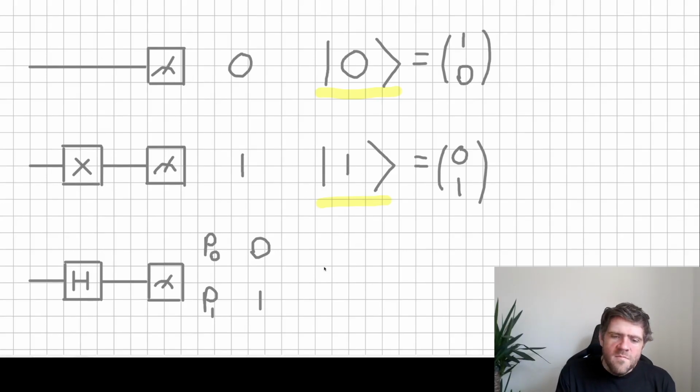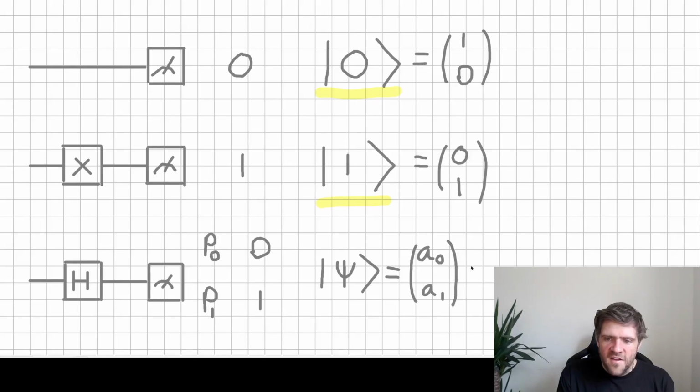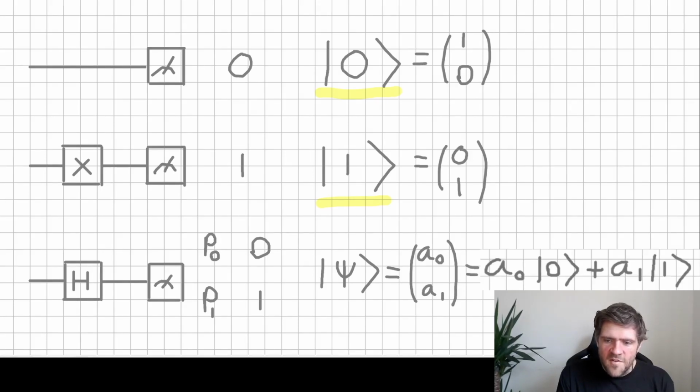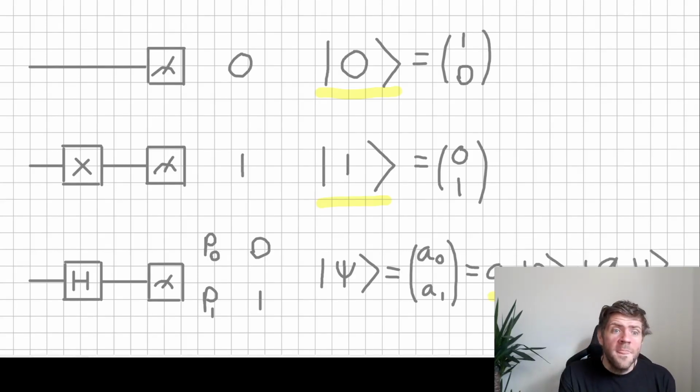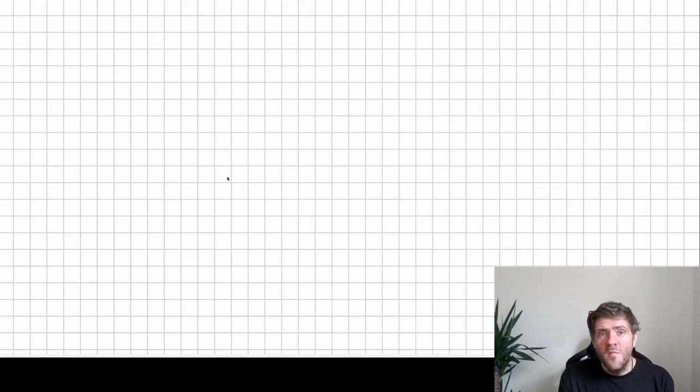So more generally, we can write a qubit state in terms of a general vector, and that vector can be written as an amplitude times the 0 state plus an amplitude times the 1 state. This is a linear superposition of those two states. Okay, so let's move on to a new slide where we're going to talk about the notion of a scalar product or a dot product.